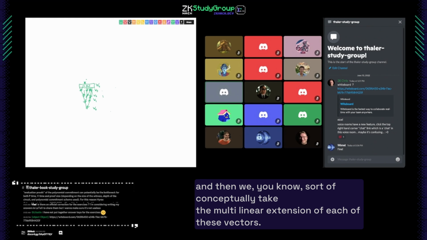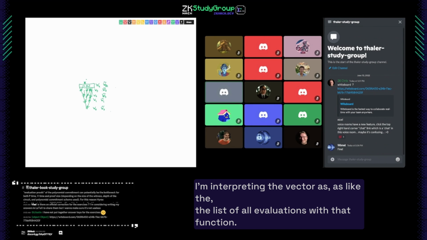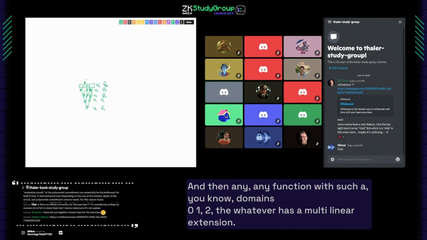And then we conceptually take the multilinear extension of each of these vectors. And remember that entails interpreting the vector not as a vector, but as the set of all of the evaluations of a function over the Boolean hypercube, 0,1 to the log of the vector length. Interpreting the vector as the list of all evaluations of that function. And then any function with such a domain, 0,1 to the whatever, has a multilinear extension.